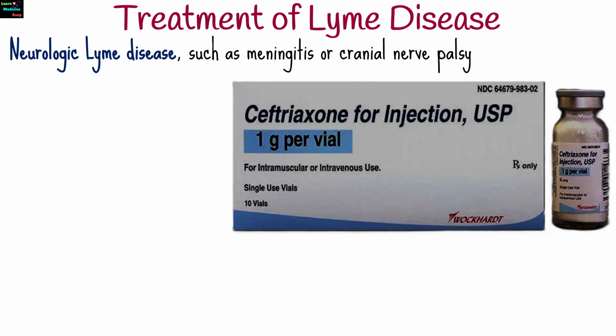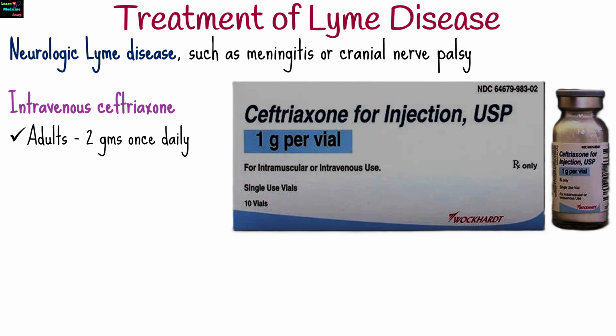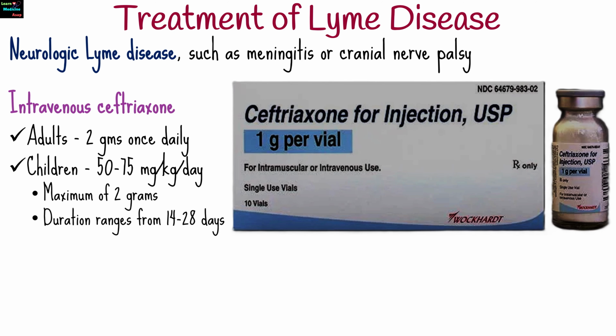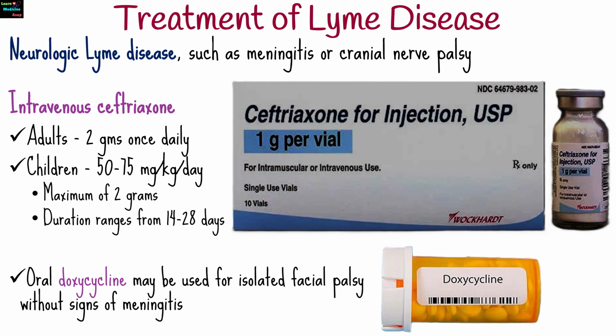For neurologic Lyme disease, such as meningitis or cranial nerve palsy, intravenous ceftriaxone is preferred. Adults receive 2 grams once daily, and children are dosed at 50 to 75 mg per kilogram per day, up to a maximum of 2 grams. Treatment duration ranges from 14 to 28 days. Oral doxycycline may be used for isolated facial palsy without signs of meningitis.